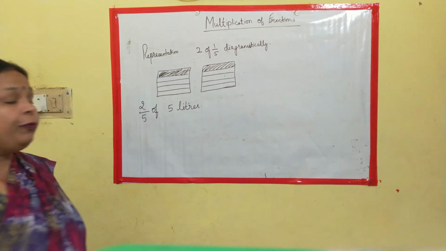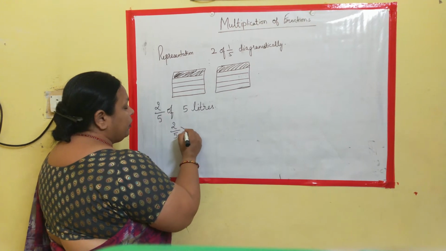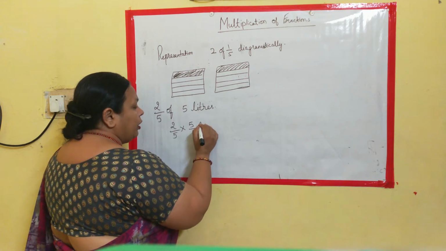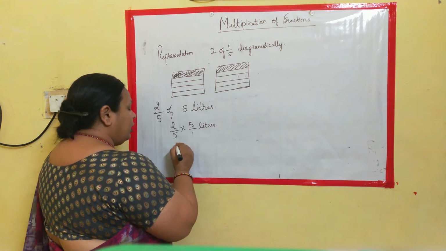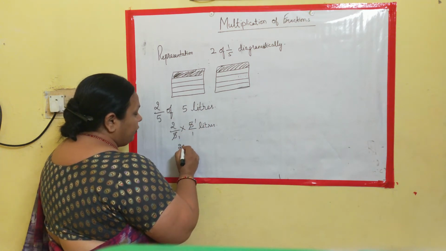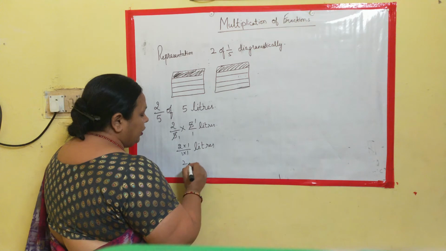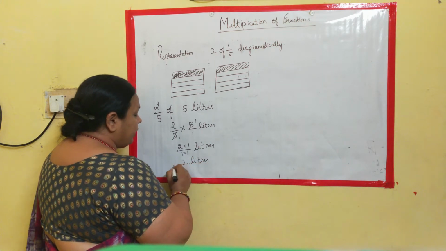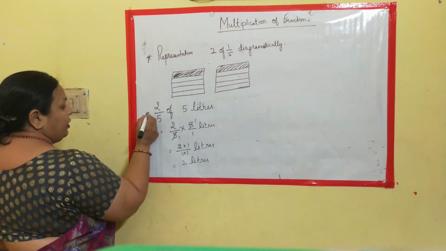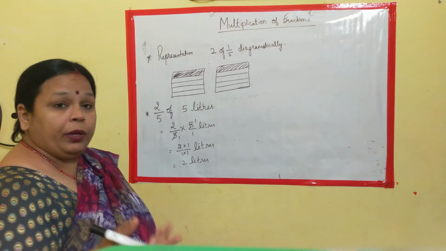Now 2 by 5 of 5 liters, what does it mean? It's 2 by 5. We already know that of means multiply. This is 5 with the denominator 1, let it be liters, and cancellation is possible. This is 1, this is 1. So we are left with 2 into 1 by 1 into 1, that is 2 liters. Clear? See how simple it is. Now, we have seen representation, we have seen of. Let's take one more question over here.